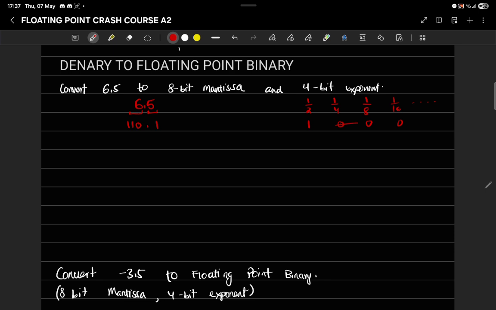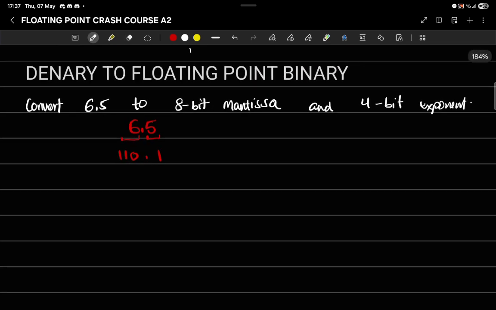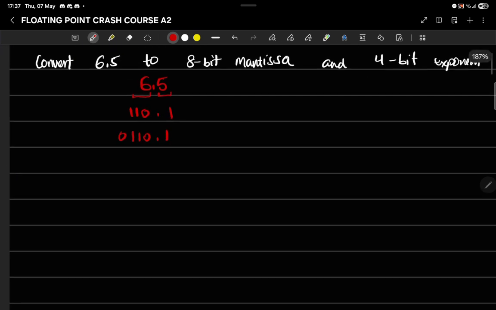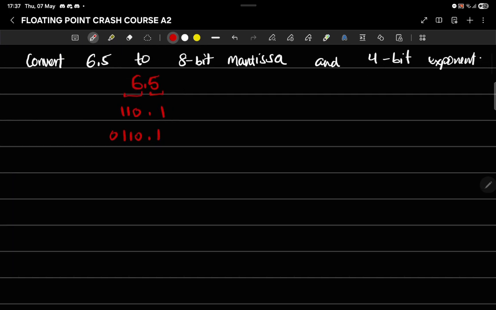So we don't consider these zeros, we just take this one. Once we're done with that, we add the leading zeros. Right now we have 110.1, so we add the remaining zeros, making it 0 1 1 0.1. All I did is add a zero behind this.